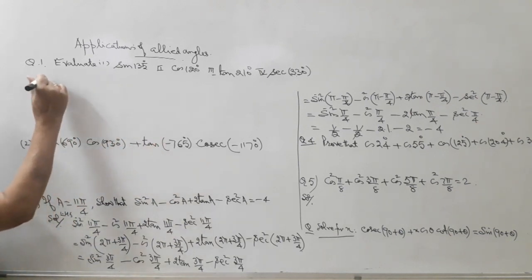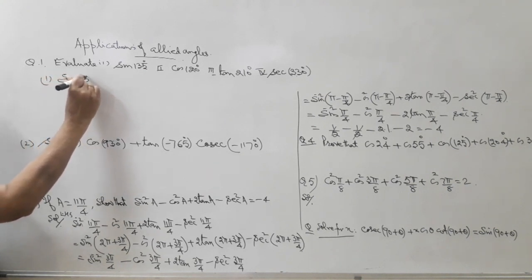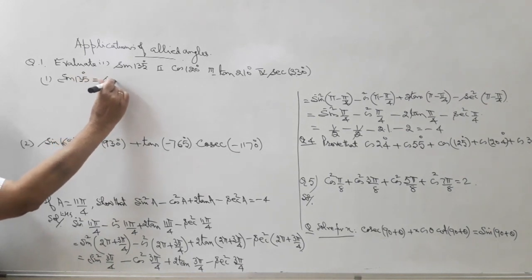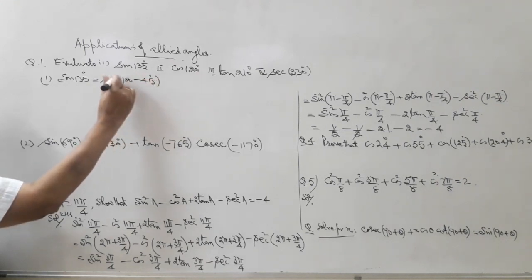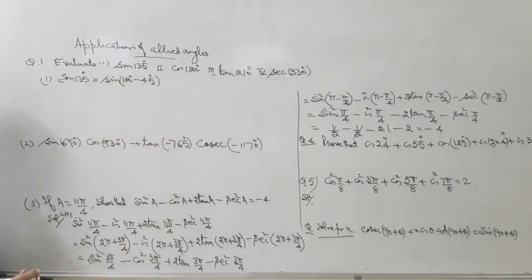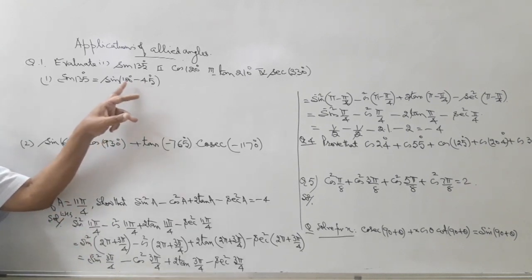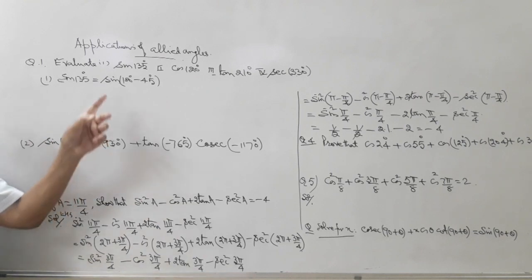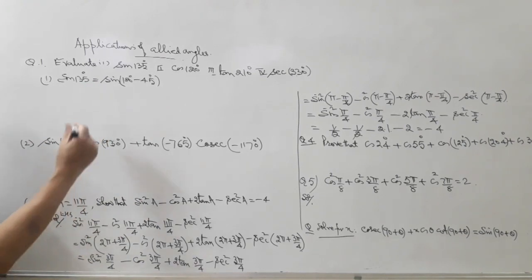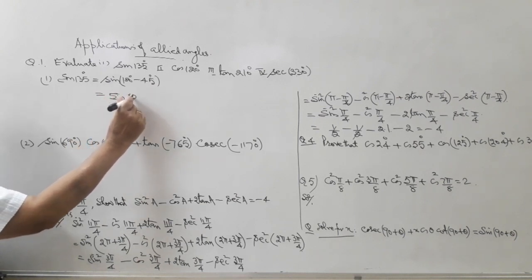Now we have the first case, sine of 135 degrees. This becomes equal to sine of 180 minus 45 degrees. Here, this angle 45 is theta. So it becomes 180 minus theta. The second quadrant, and of course an even multiple of 90. That means T ratio of sine will be sine. So it becomes equal to sine of 45 degrees.